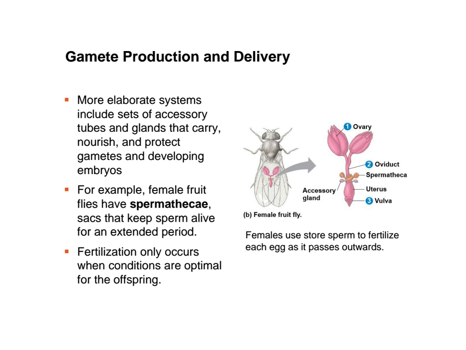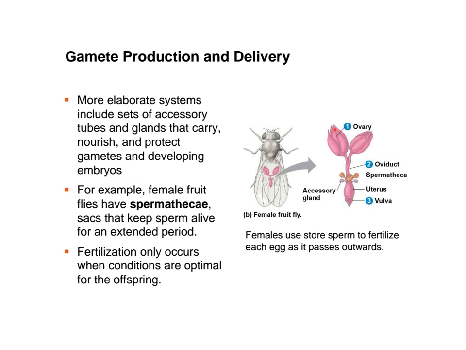Many organisms have reproductive systems that are relatively elaborate. These would include sets of accessory tubes and glands that carry and nourish and protect the gametes in developing embryos. For example, in the female fruit fly, there are spermathecae. Here's a spermatheca, so singular spermatheca. These are sacs that store and keep sperm alive for an extended period of time.